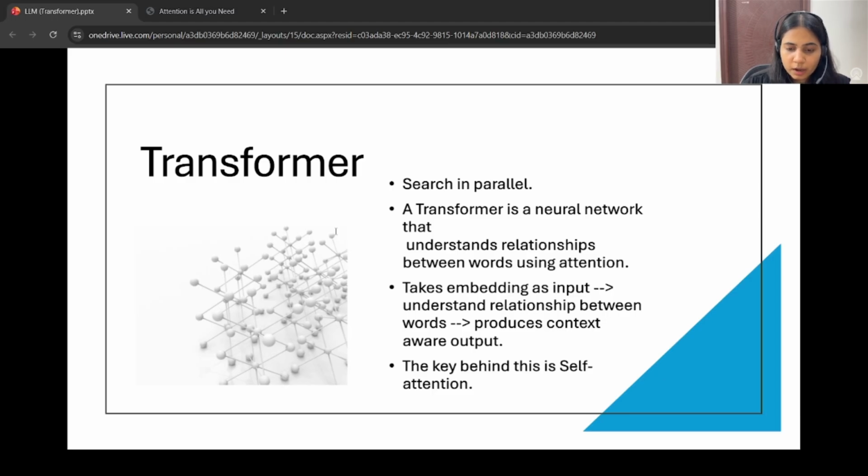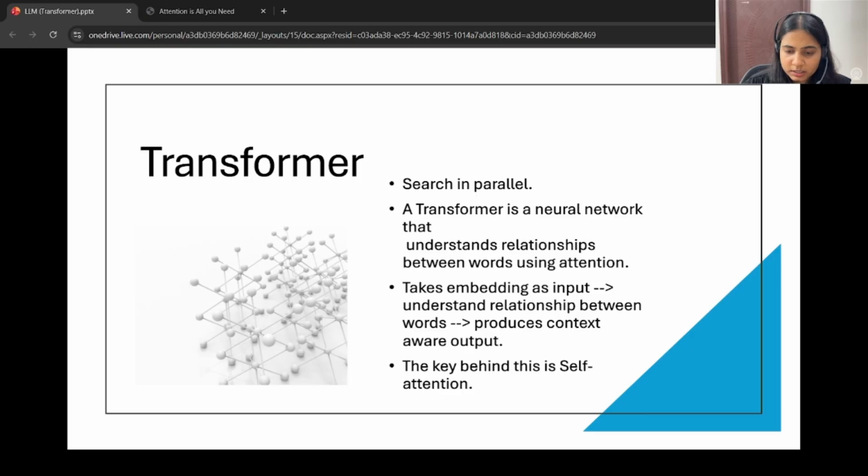So here, the problem before the transformer was that it was searching sequentially, right? Now that problem is not there. It's going for parallel work, so it will search all the words in parallel. This is a type of neural network architecture that excels at processing sequential data, most prominently associated with the LLMs.